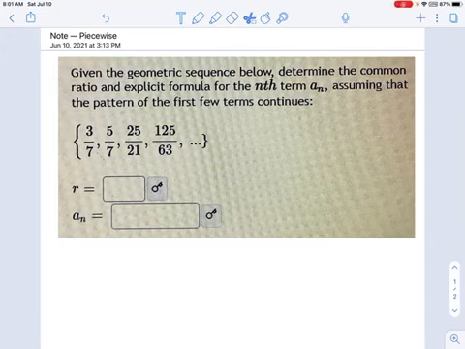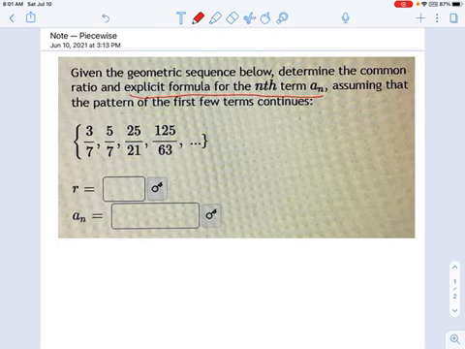So in this problem, we're asked to produce the explicit formula for the nth term an, and it gives us a few numbers. It's not telling us what a1 is, it's not telling us what r is. I mean, it's pretty easy to see a1, right? That's just the first term. But more importantly, it doesn't tell us what the common ratio is. So you have to do a little work at the beginning of this thing to figure it out.